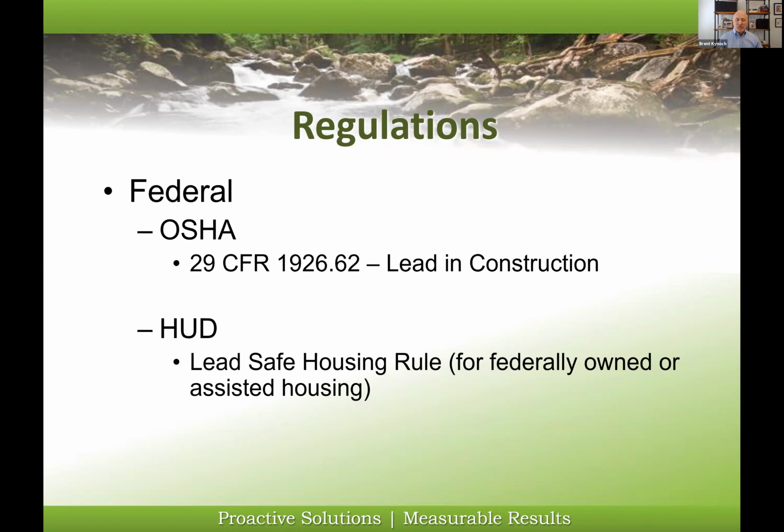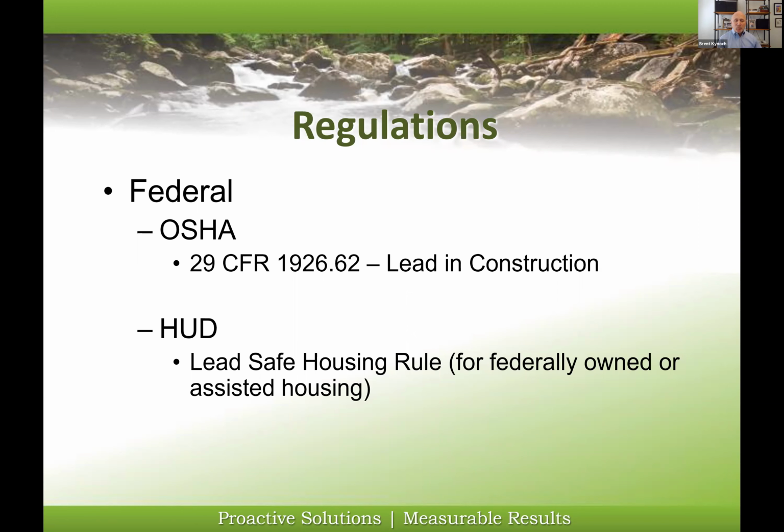Also under the federal jurisdiction, we've got OSHA. And for those of you who don't know, OSHA really manages the relationships between employers and employees. And so OSHA has a lead in construction rule to protect workers who might be working with or disturbing lead materials, lead-based paint, lead piping, anything that might have lead. So there are requirements there to protect those workers, and there are also some limits, some airborne lead dust limits as part of that. We'll talk through that.